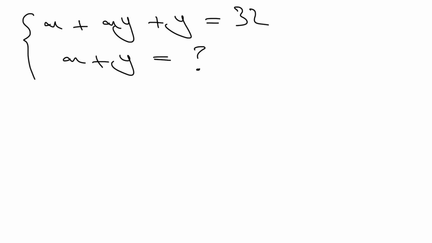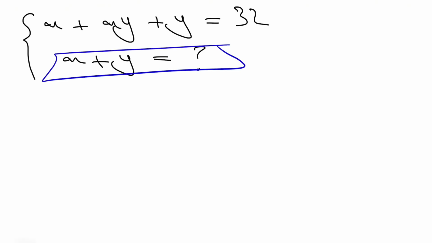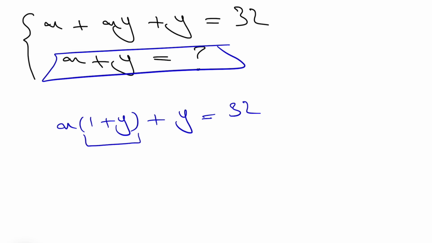Let's forget about the second one first, and see what we can do with the first equation. We have x plus xy. We see that x is common in these two, so we can factor x, and what we get is x times (1 plus y) plus y equal to 32. Here we have 1 plus y and we have y, and that would be the first clue for us.